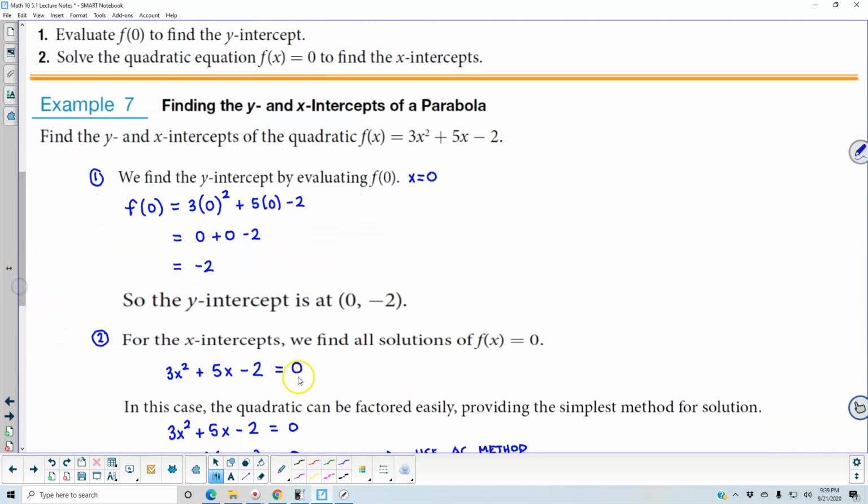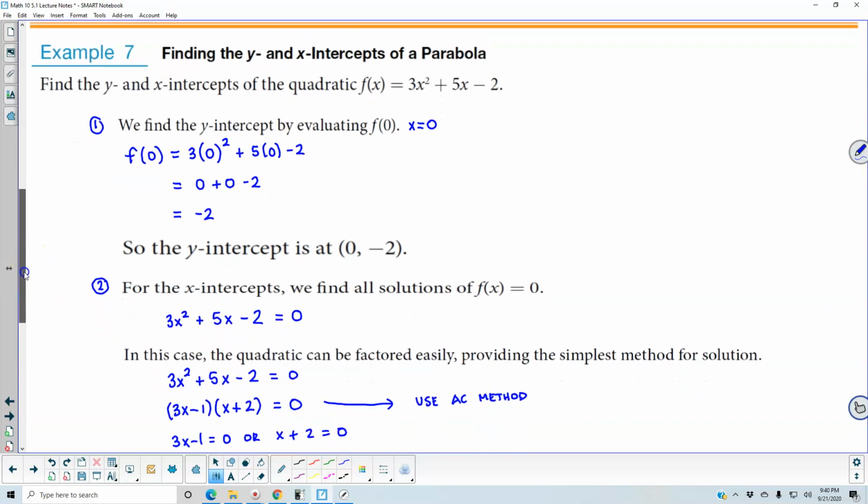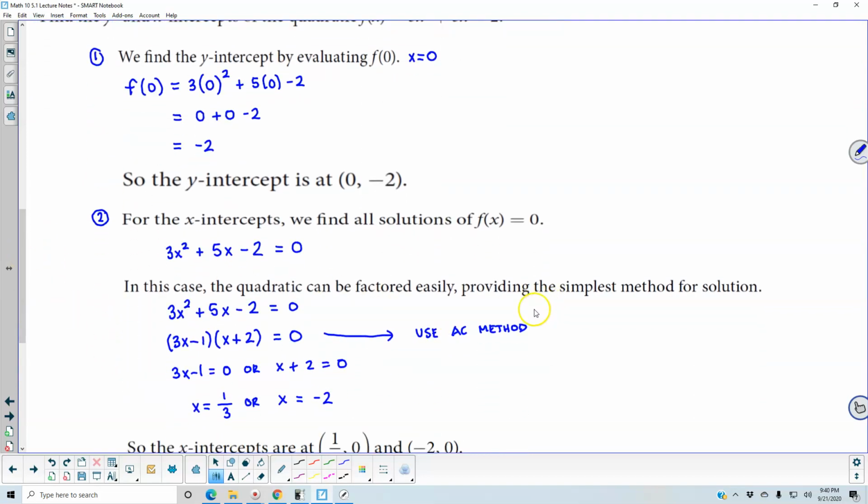Now to find the x-intercepts, we find all the solutions of f(x) = 0. So we're going to replace f(x) in our function with 0. So we're setting this entire equation, 3x² + 5x − 2, equal to 0. And when we do that, we need to factor this function in order to then solve for x. So we can factor this to be (3x − 1)(x + 2) = 0. This is using the AC method. There are various videos that you can go back and check to find how to use the AC method.